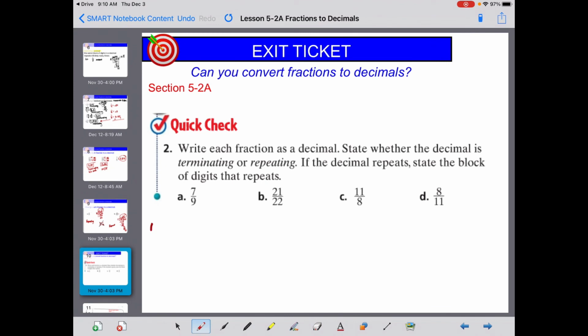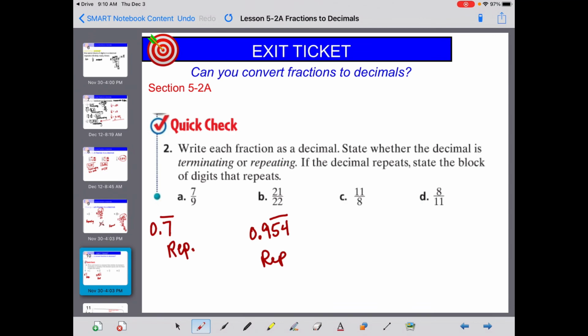All right, the first one. You should have ended up with 0.7 repeating. It's repeating. State the block that repeats. I'm just going to put a bar over the block that repeats because that's proper math notation. The next one, 21/22. You might have thought, oh, it's not ever going to repeat, but the 5 and the 4 repeat. So only put a line over the 5 and the 4, please.